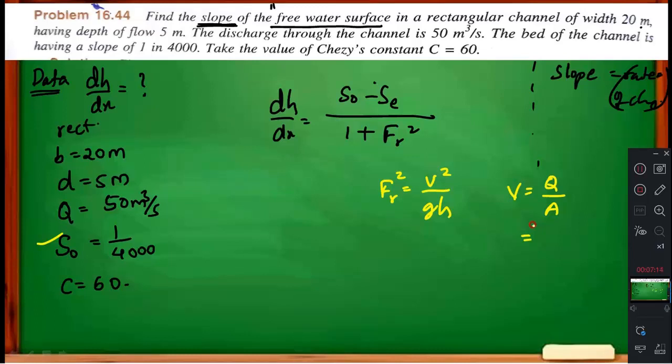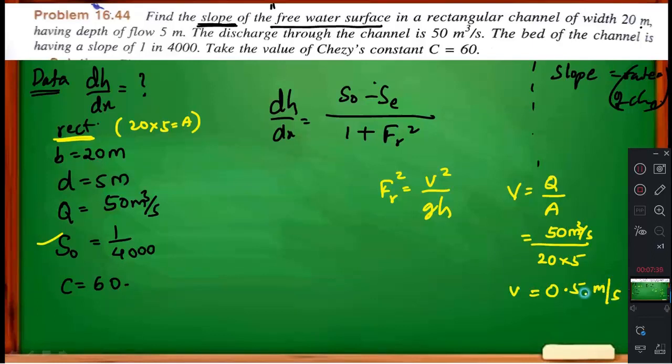Any information given in this one? Area? Yes, rectangular it is said, no? Then rectangle means the area will be how much? 20 into 5 is your area. Therefore, Q is 50 meter cube per second and area is 20 into 5, which is 100. This gives 0.5. Velocity is 0.5 meter per second.